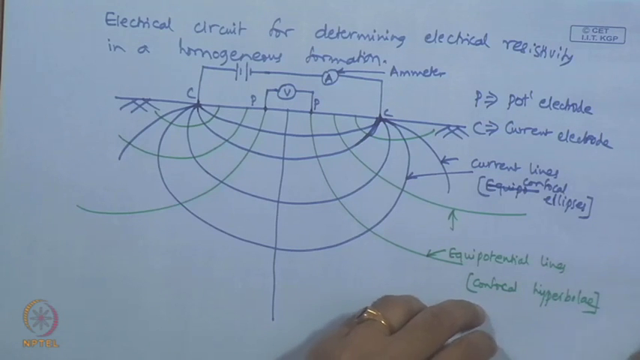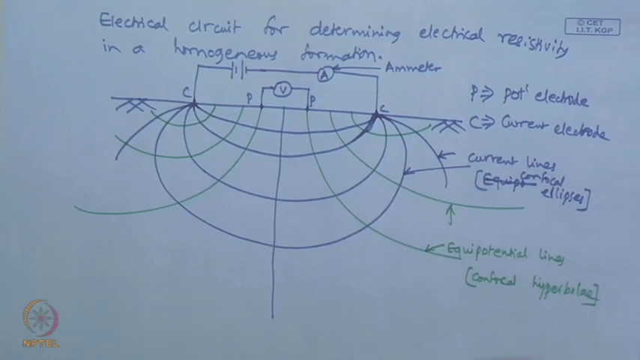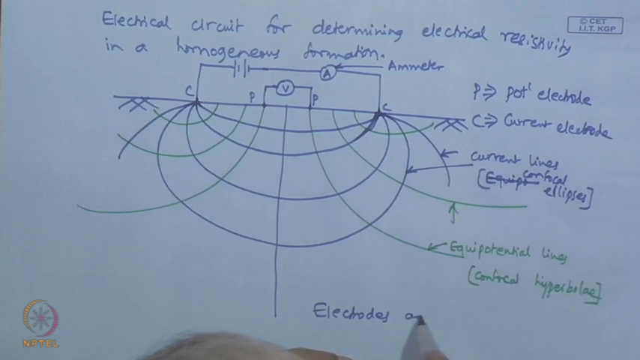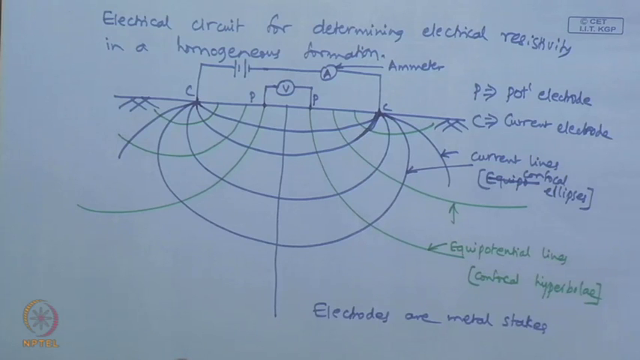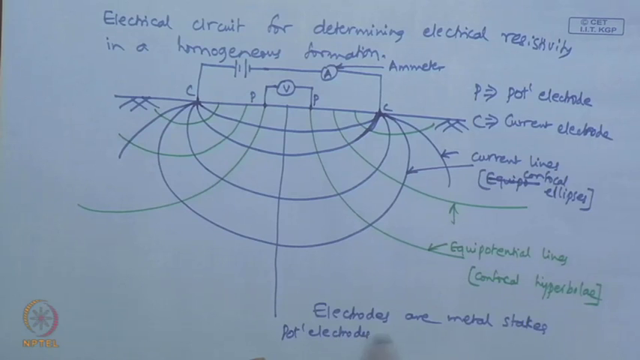What is measured is the apparent resistivity. Before going to that, the electrodes are metal stakes which are driven into the ground, and sometimes the potential electrodes are porous cups with saturated copper solution.